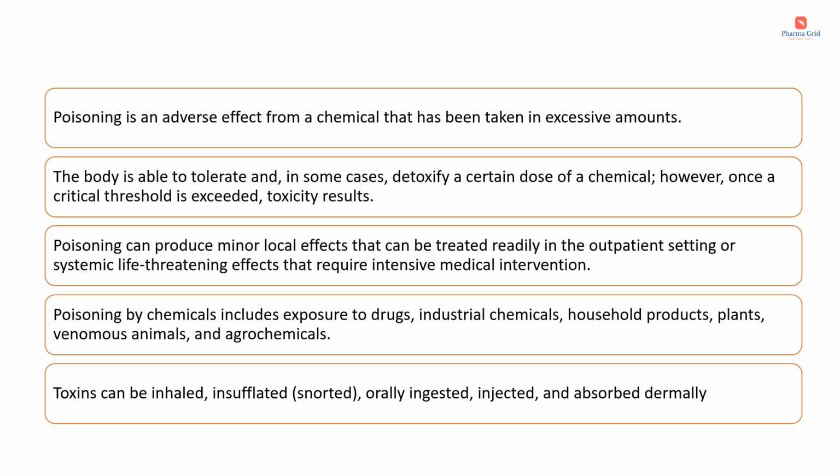Poisoning can produce minor local effects which can be treated readily in the outpatient setting, or in some cases it may get worse and lead to systemic life-threatening effects which may require intensive medical intervention. Poisoning by chemicals includes exposure to drugs, industrial chemicals, household products, plants, venomous animals, and agrochemicals. Toxins can enter the body through different routes. These toxins can be inhaled, insufflated, orally ingested, injected, and absorbed dermally.